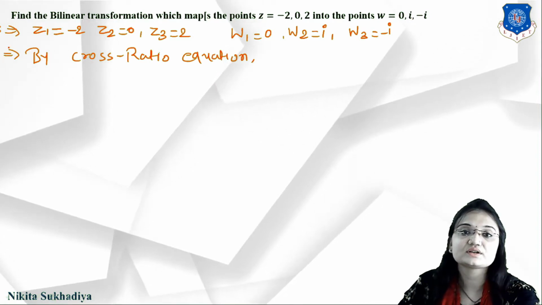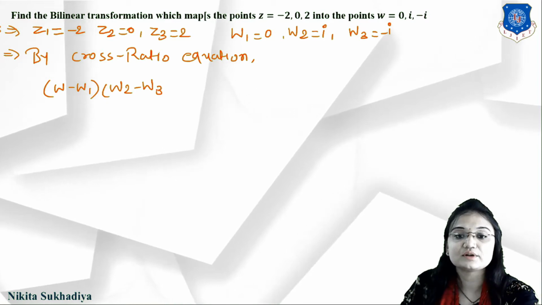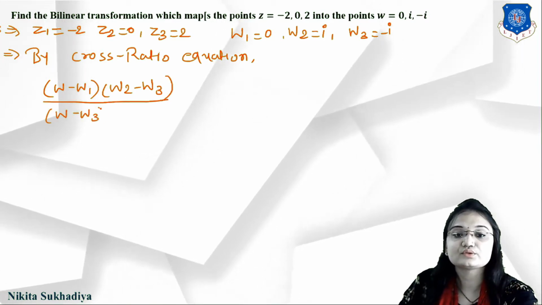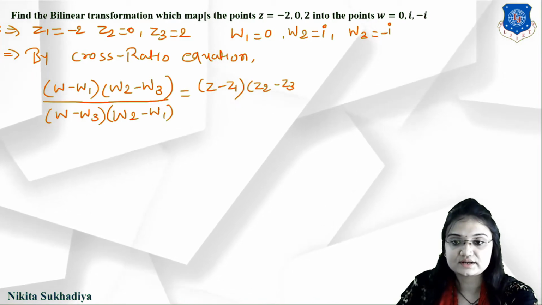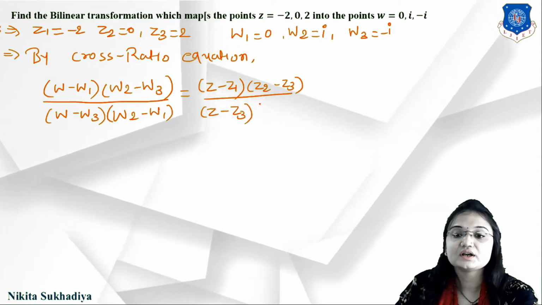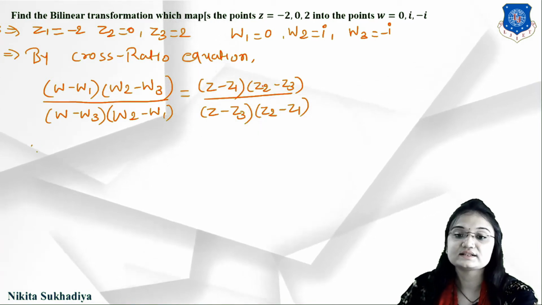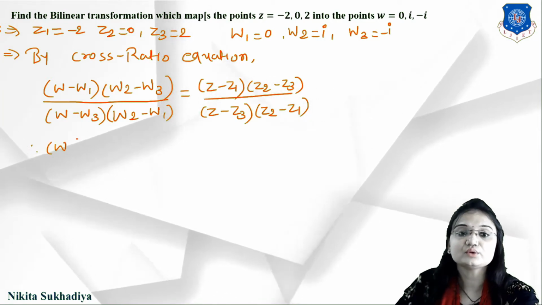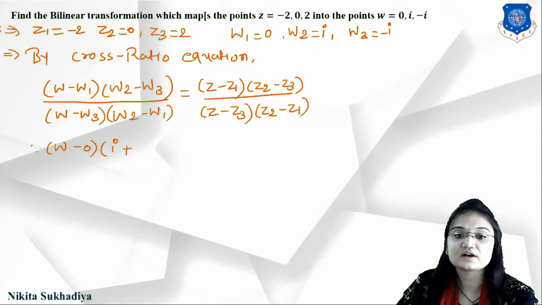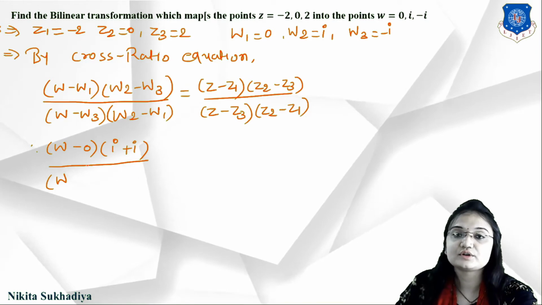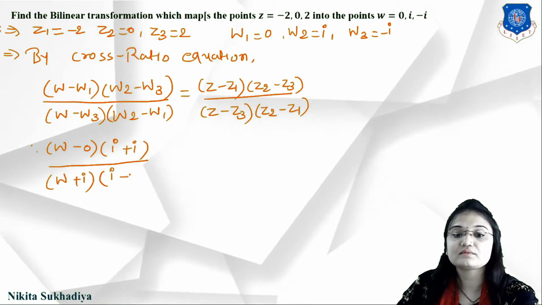By the cross ratio equation we can easily find the Mobius transformation. So what is the cross ratio equation? It is (W - W1)(W2 - W3) / ((W - W3)(W2 - W1)) = (Z - Z1)(Z2 - Z3) / ((Z - Z3)(Z2 - Z1)). Now put the values of W1, W2 and W3 here, and Z1, Z2 and Z3 here. So this will become W - 0, W2 that is i, W3 is -i, so this will become + i, upon W - W3, that is -i, so this will become W + i, W2 that is i and W1 that is 0, so this will become i - 0.